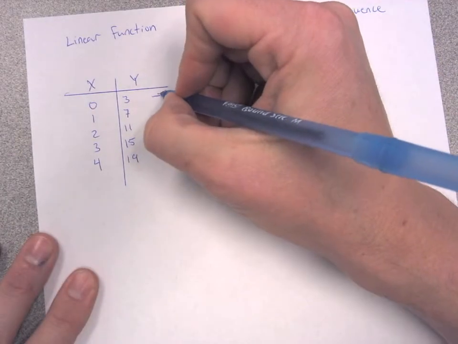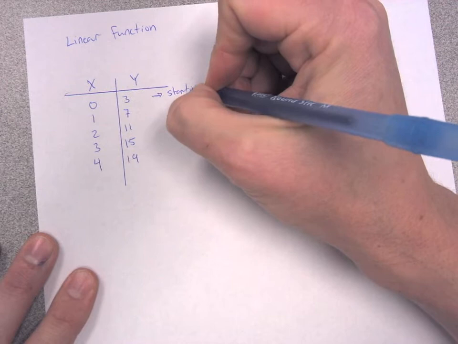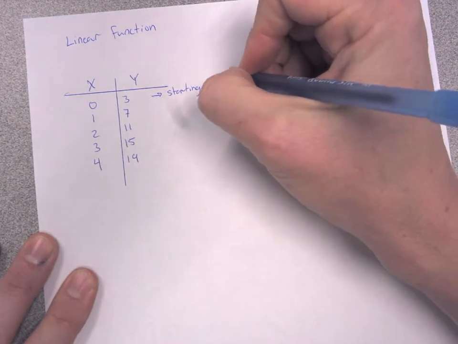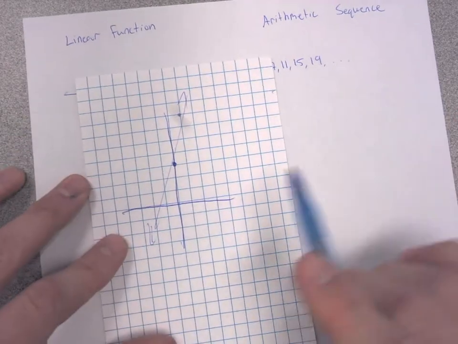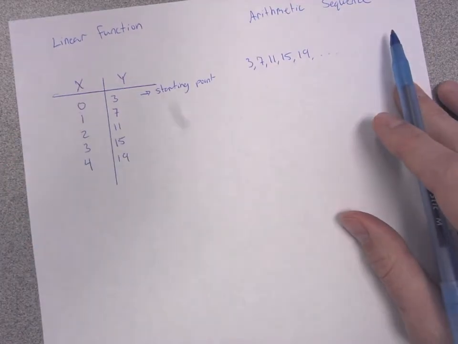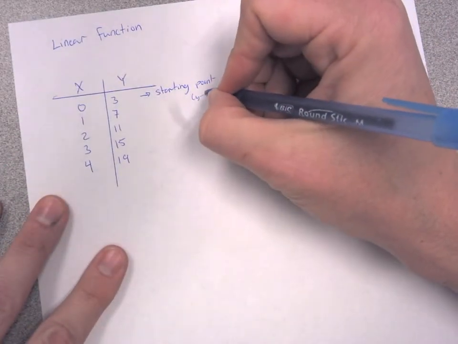And you can see that this is the y-intercept because x is 0 and y is 3. So that would be, in a graph, right here. So this is the y-intercept.